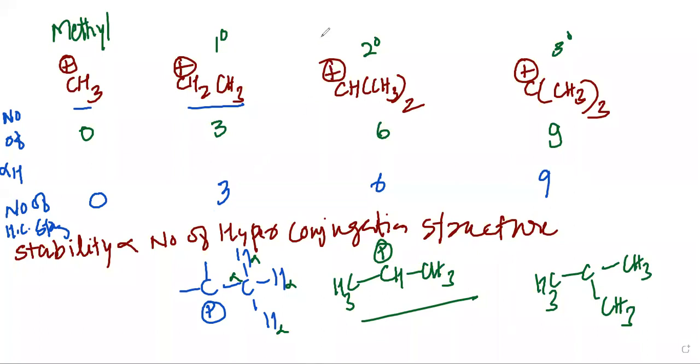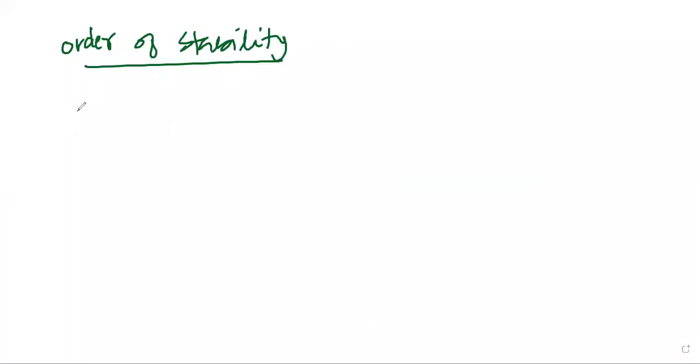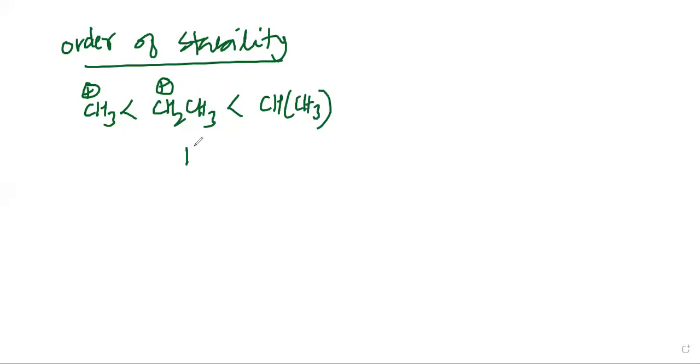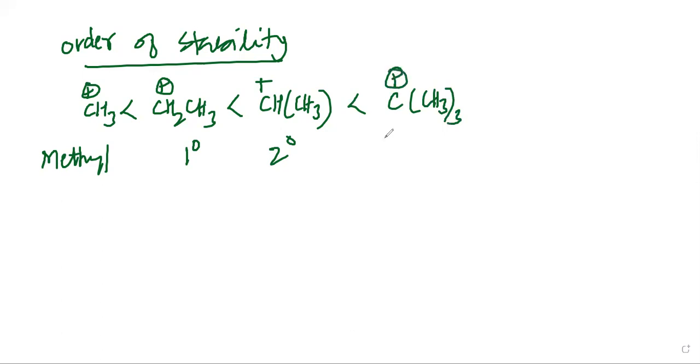So we can write this way, my dear students, the order of stability: methyl carbocation is less stable than primary carbocation, primary carbocation is less stable than secondary carbocation, and secondary carbocation is less stable than our tertiary carbocation. So we can now explain.